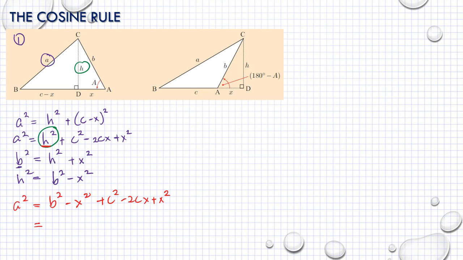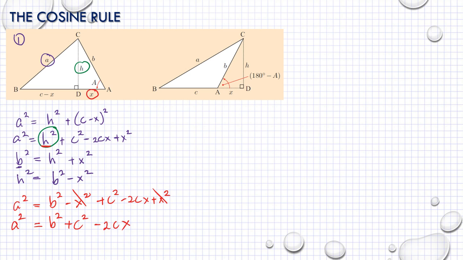Then this will become 0. Then I have A squared is equal to B squared plus C squared minus 2CX. But I don't need X either, so I need to find the value of X now.